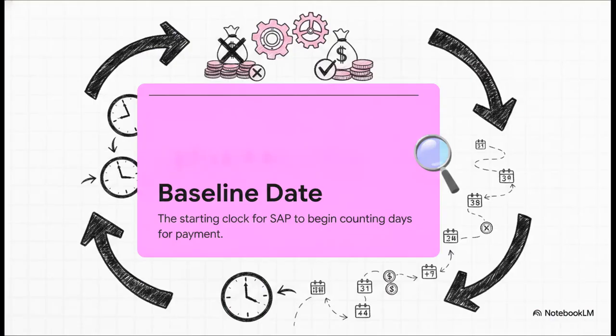So, once SAP knows what the deal is called and who it applies to, the very next absolutely crucial step is figuring out when the timer actually begins. The baseline date is, simply put, the countdown clock for the invoice. It's the precise moment SAP begins counting the days for payment and discount eligibility.